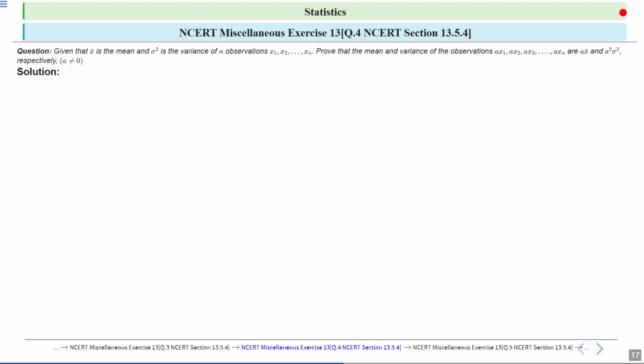So let's solve this question step by step. First, let's clearly state what we are working with. So we have n observations. We call them x1, x2 up to xn. The mean of these observations is x bar. The variance of these observations is sigma squared. Now let's write out the formula for variance explicitly. So sigma squared equal to 1 divided by n times summation from i equal to 1 to n of (xi minus x bar) whole squared.